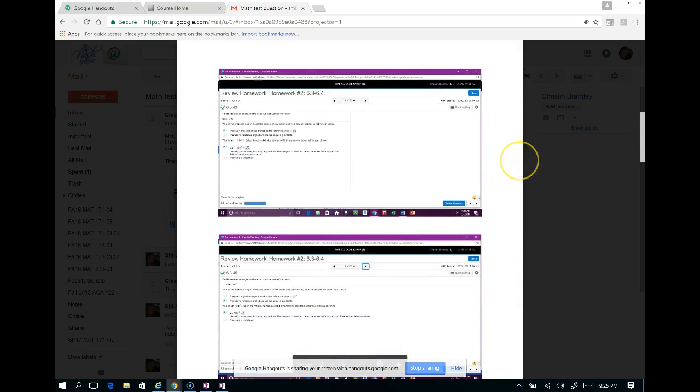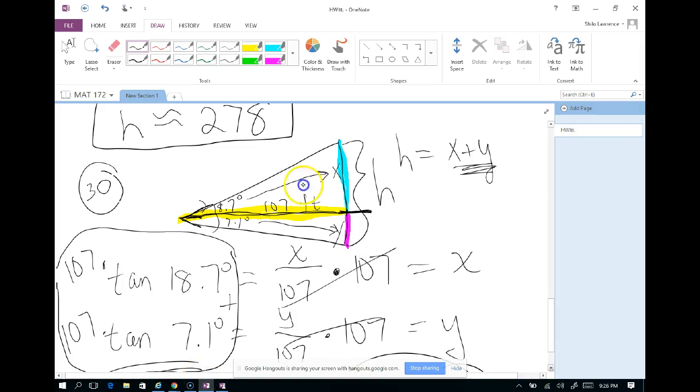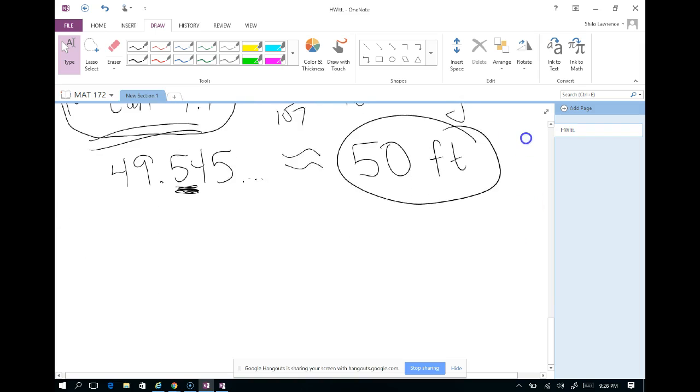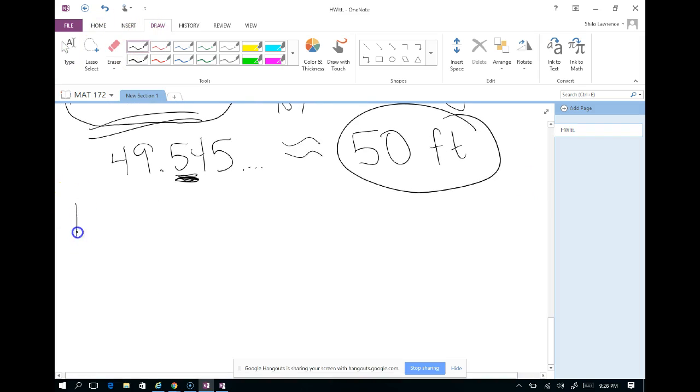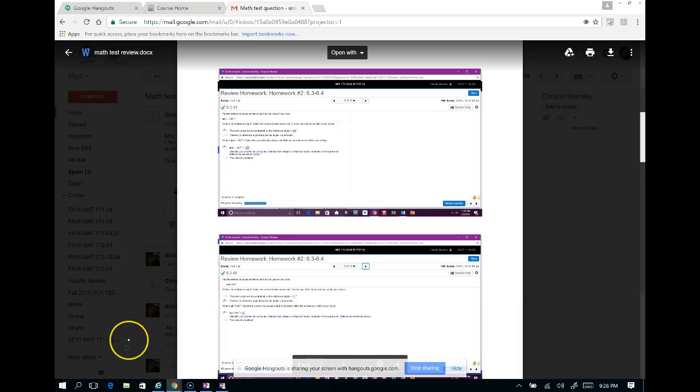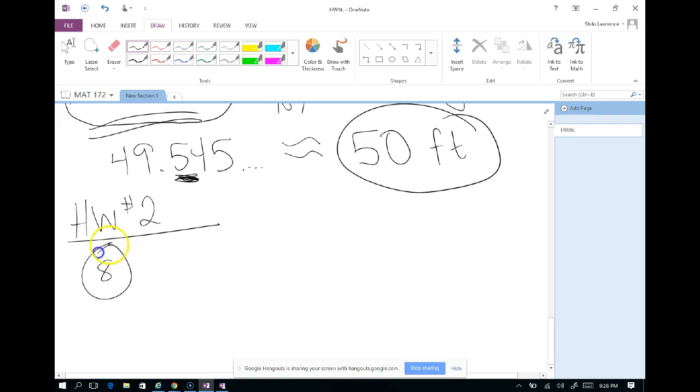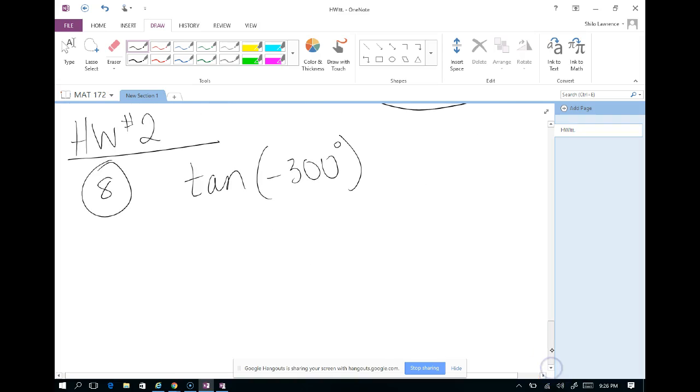All right, so on to homework number 2. It says find the reference angle and the exact function value if they exist for tan of negative 300. So we are now in homework number 2, and this is question number 8 from your homework. It gives us tan of negative 300 degrees. It wants to know the reference angle as well as the exact function value if it exists.